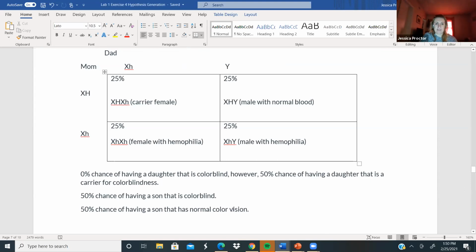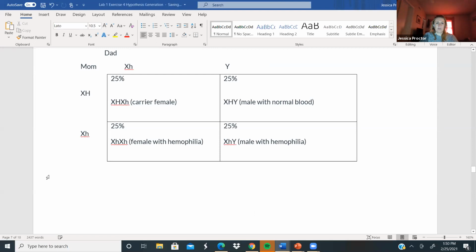So in this particular example, let's look at just the females first. In order to be a female, we need 2 X chromosomes. So we're essentially just looking at this half of the Punnett square, if we're talking about just the females. So essentially 50% of female offspring will be carriers for hemophilia, and 50% of female offspring will have hemophilia.